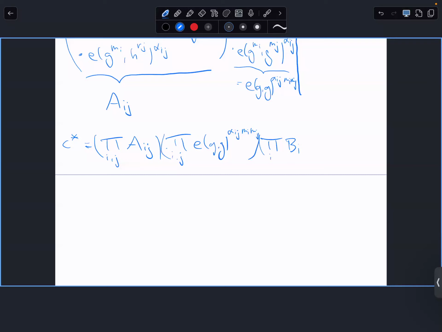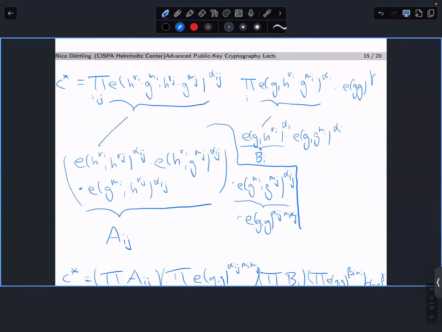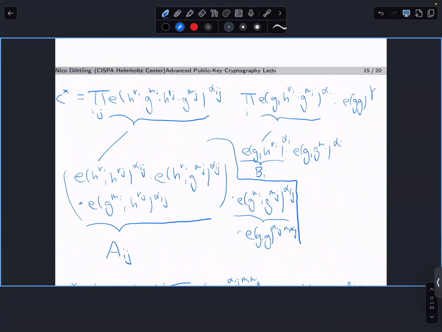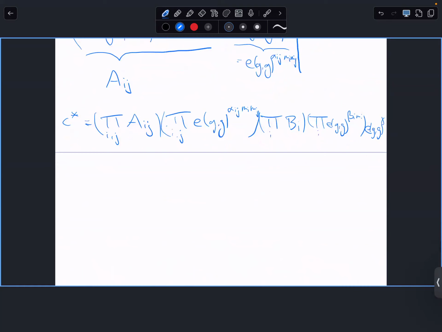Let's put a few more parentheses here. Bi, times the product over all I of E(G, G) to the beta I mi. And last but not least, we have this E(G, G) to the gamma term. But so far, we all agree. And now let's rearrange it a tiny bit more.